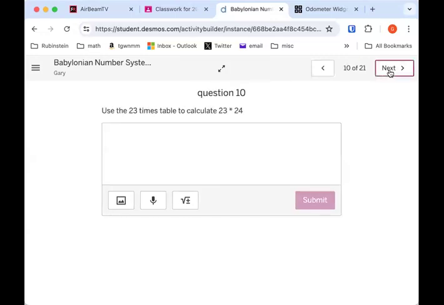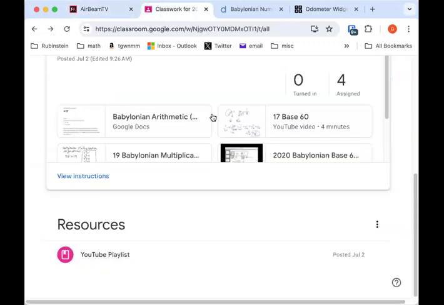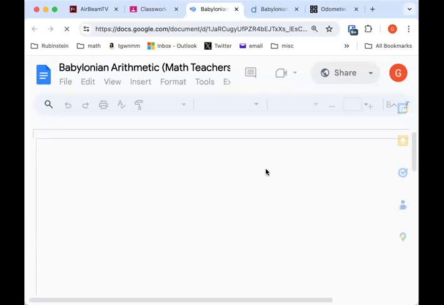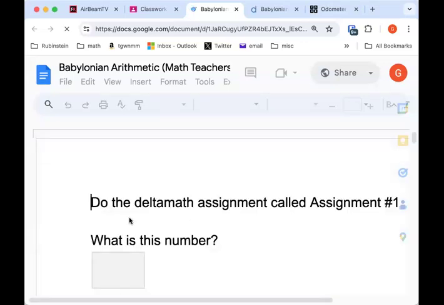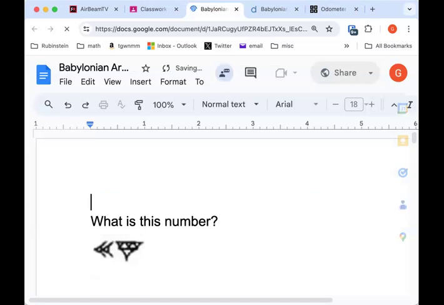Now, multiplying is kind of funny, so I'm going to write down 23 times 24. Now, they had 3 ways to multiply that I'm going to take you through. And the first one is, if you go over to the Google Classroom and you look at the document that says Babylonian arithmetic, it has the homework assignment. Although I'm removing this, there's no Delta Math. Let me get rid of that question.